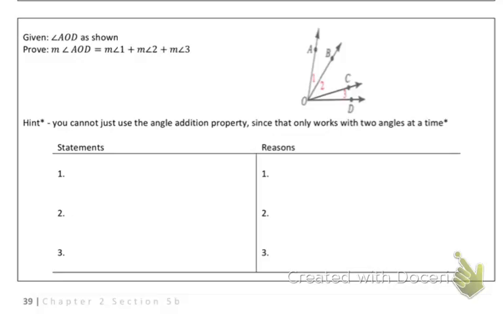How about we just start off with BOD, because that's one you talked about, right? So we're going to say measure of angle 2 plus measure of angle 3 equals the measure of angle BOD. And the reason is, surprise, surprise, angle addition postulate. It's almost like that shows up a lot.